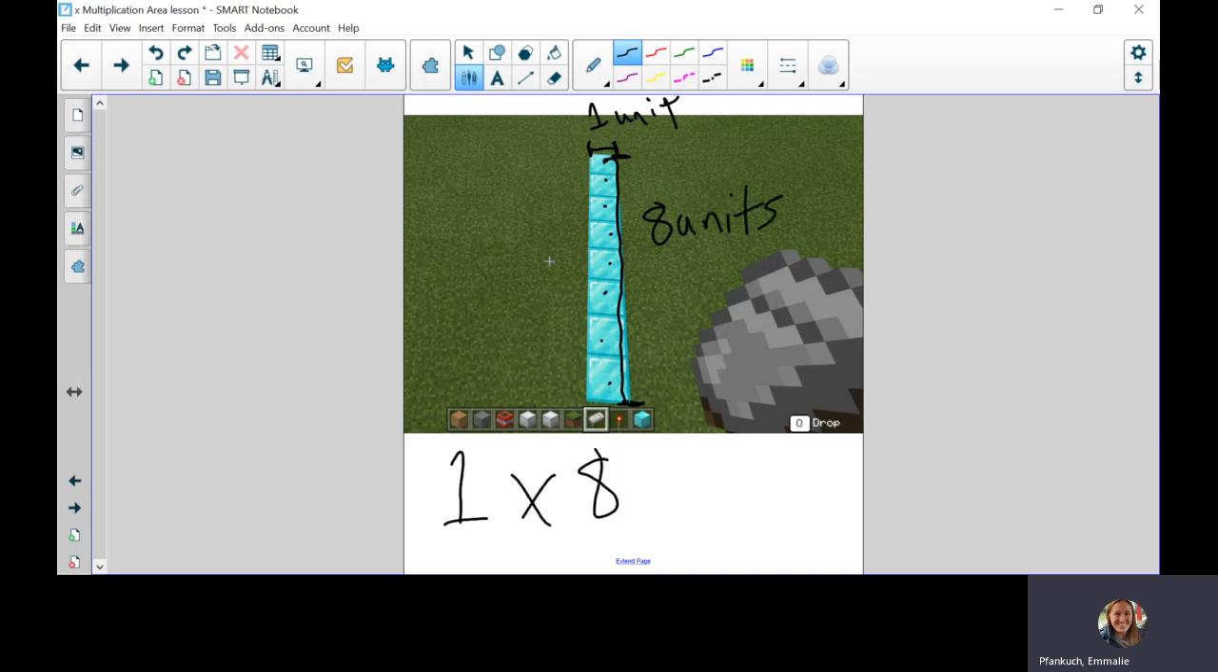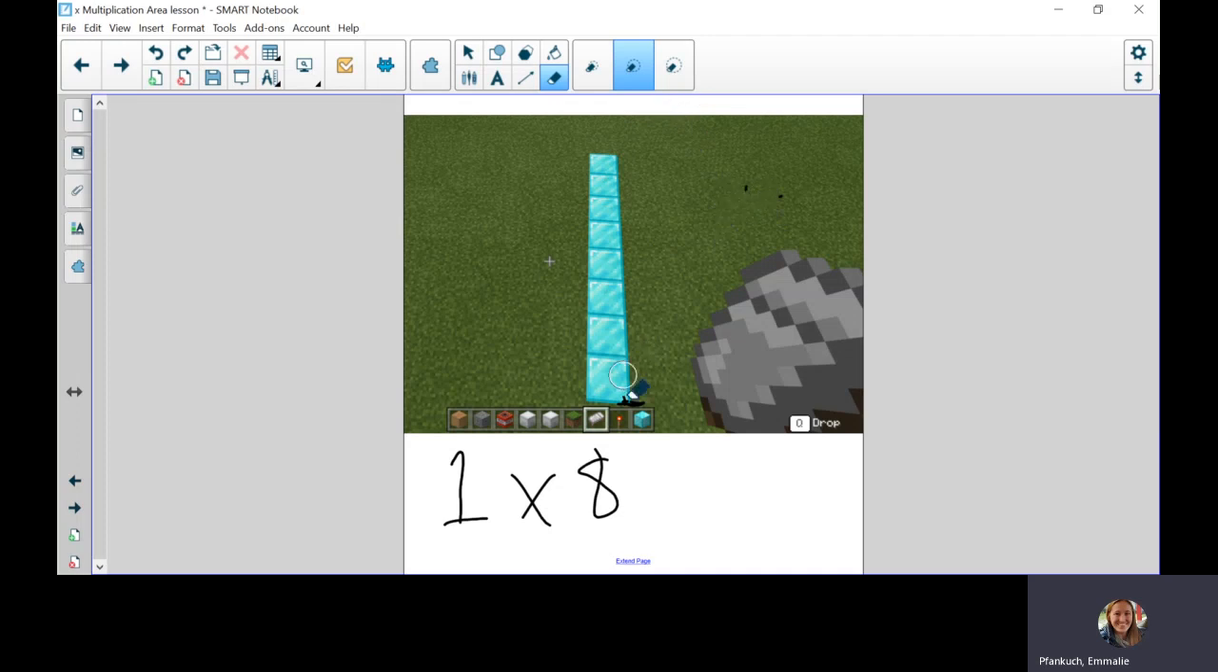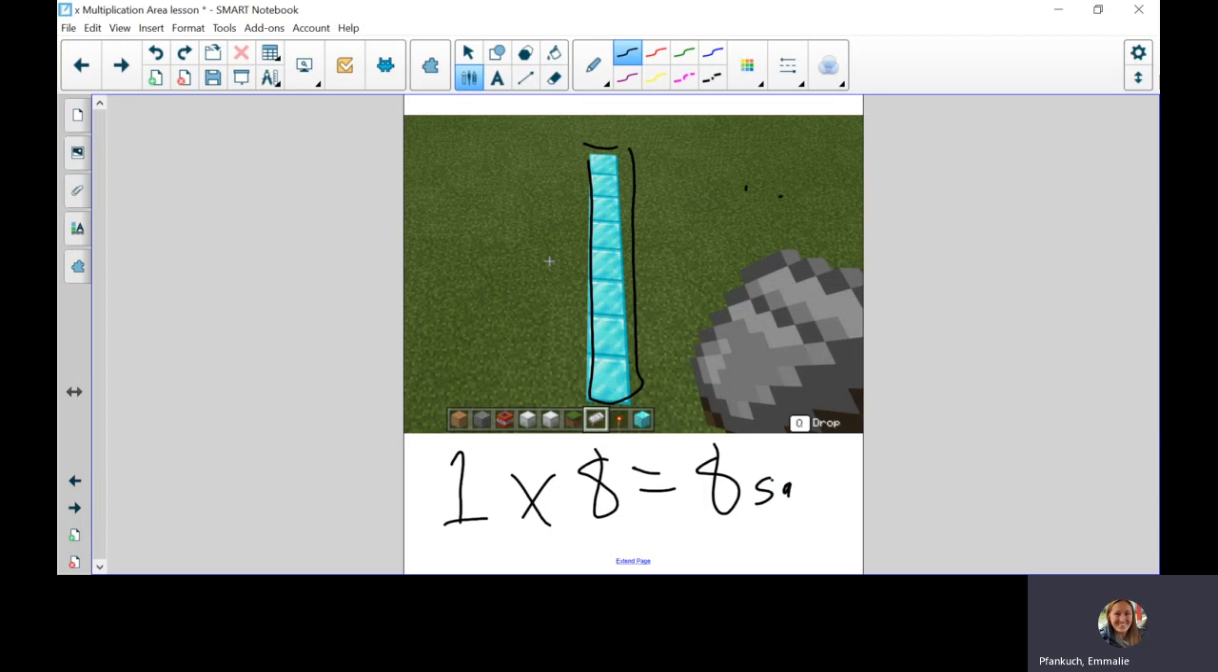So to find this area, yeah, it'd be very easy to just count it. You are correct. But we could also use this multiplication problem here to help us solve it. And 1 times 8 equals 8. Our area here is 8 square units.